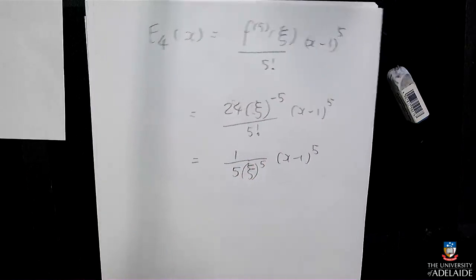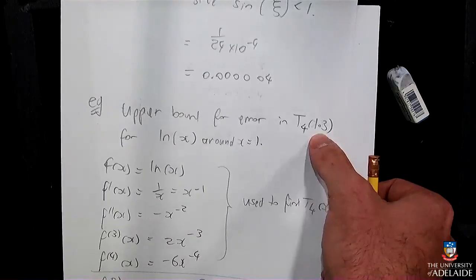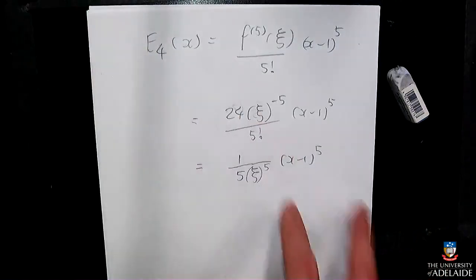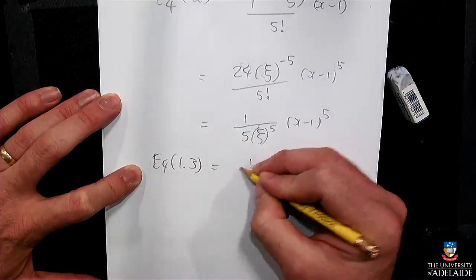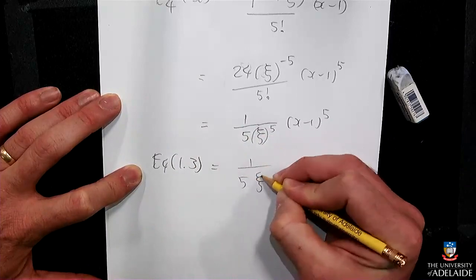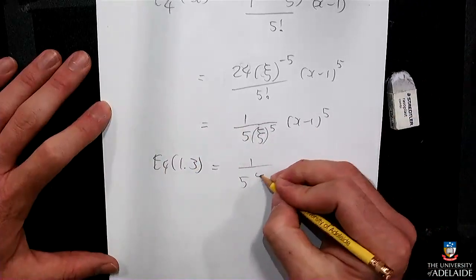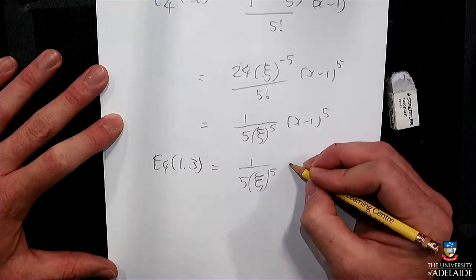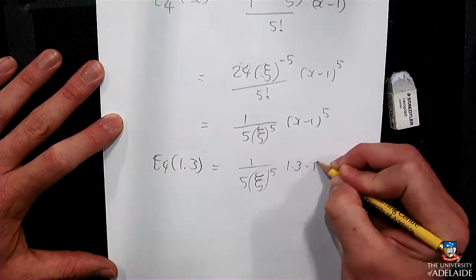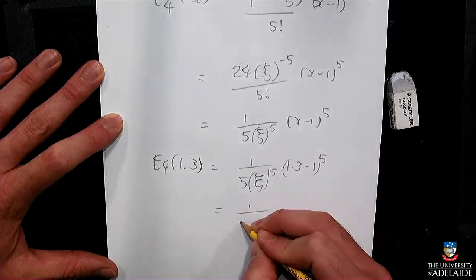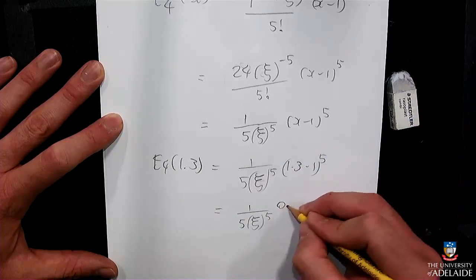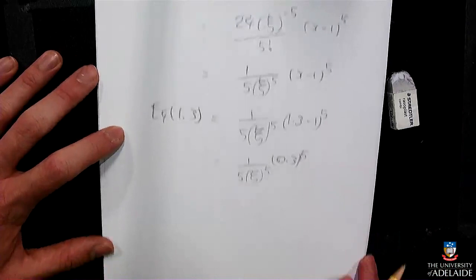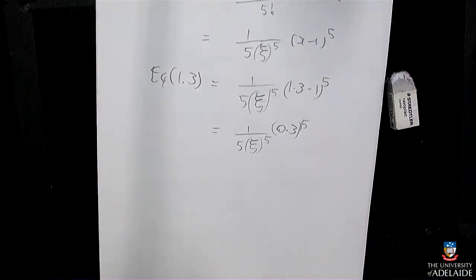Okay. So I want the error when x was 1.3. So E4 of 1.3 is 1 over 5 psi to the 5. See, look, my handwriting's so bad, no one really should care, but I care. That's what we have. That's where we're up to.